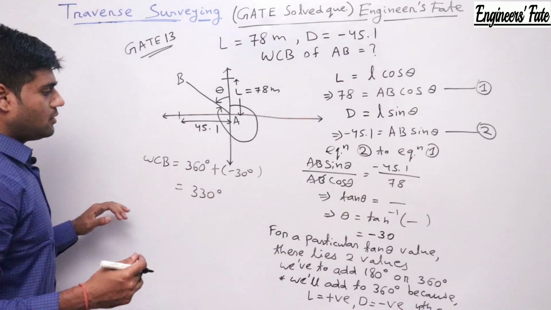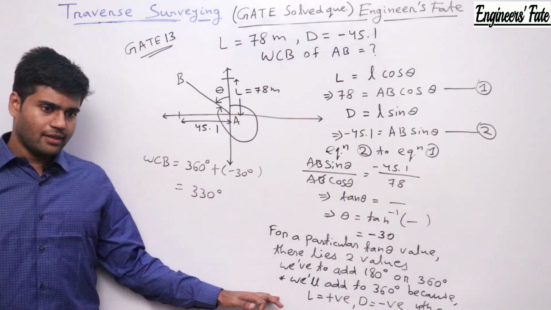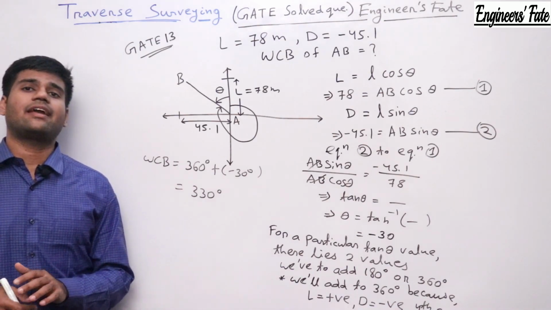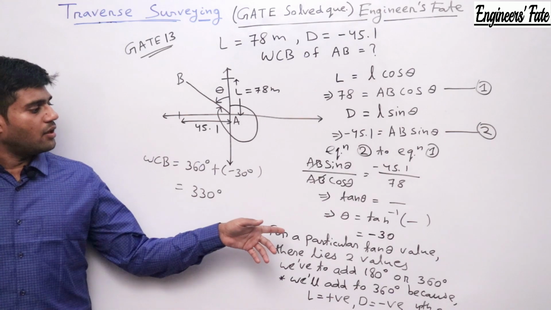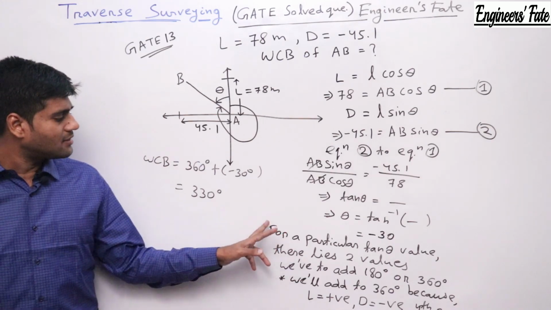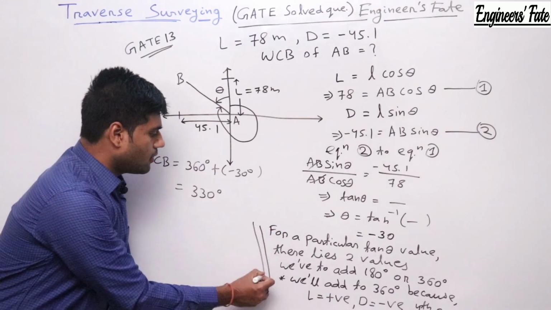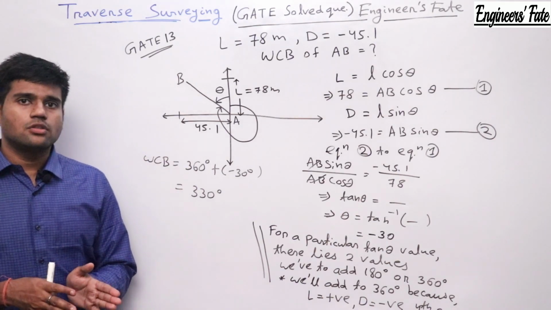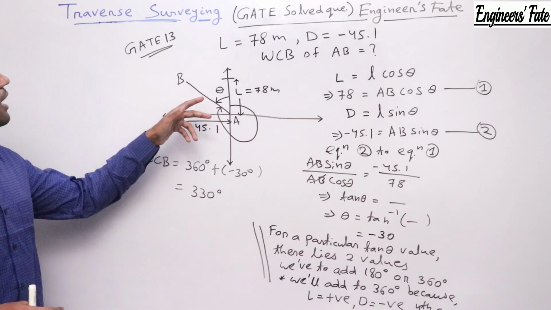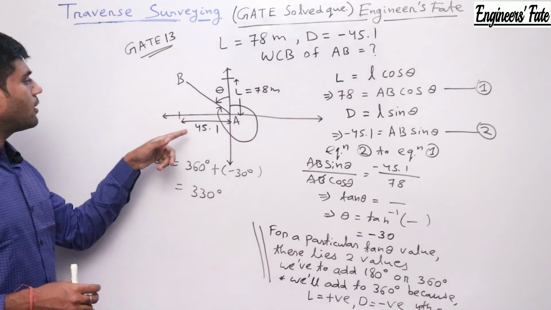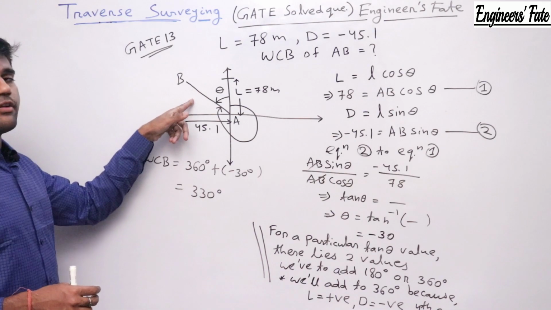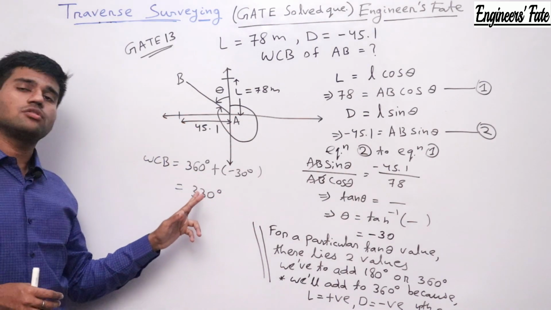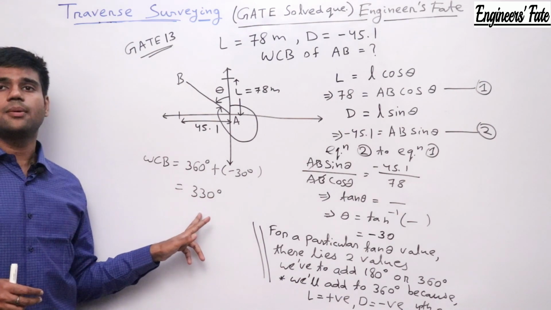that is 330 degree. So this is an alternate thing, but this thing can be confusing. So that's why I have taken the first approach. If you want to take this approach, you can understand it like this. For a particular tan theta value, there lie two values. So in this case our latitude is positive, departure is negative. So our value lies in the fourth quadrant, and this way also you can find the answer of WCB.